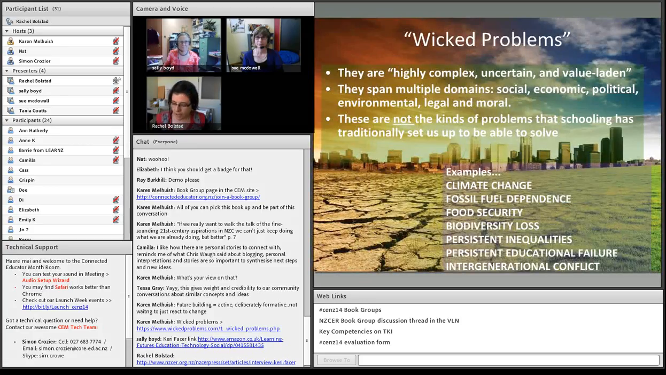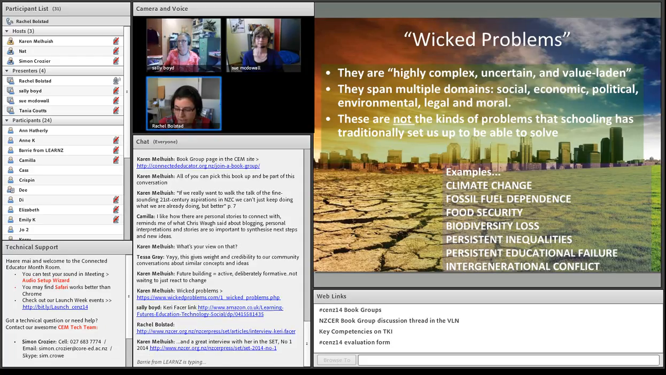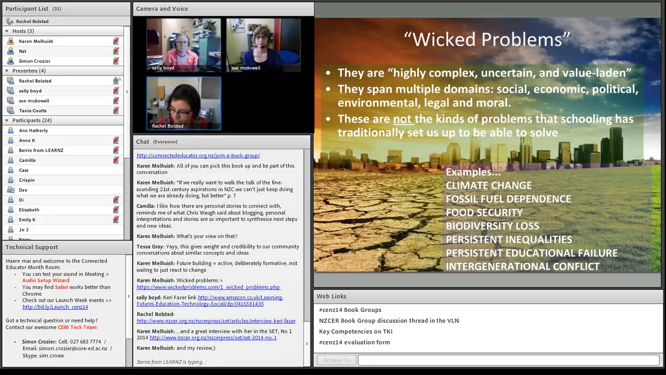But coming back to our book, this idea of wicked problems is the idea that provided the link from thinking about key competencies and all of their facets and complexity and conceptions around the future and the kinds of challenges that we think people will need these key competencies in order to engage with.